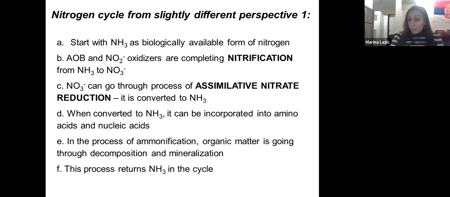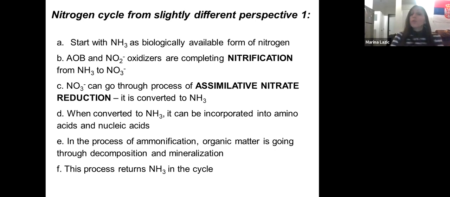So from perspective one, we start with the biologically available form of nitrogen, which is ammonia. Ammonia oxidizing bacteria, along with NO2 minus oxidizers, are completing so-called nitrification. These are two groups of organisms, ammonia and nitrite oxidizers. The final result of these two processes together, called nitrification, is the creation of NO3 minus from ammonia.